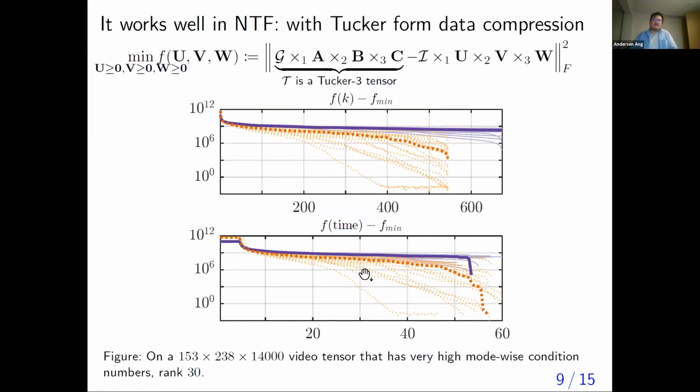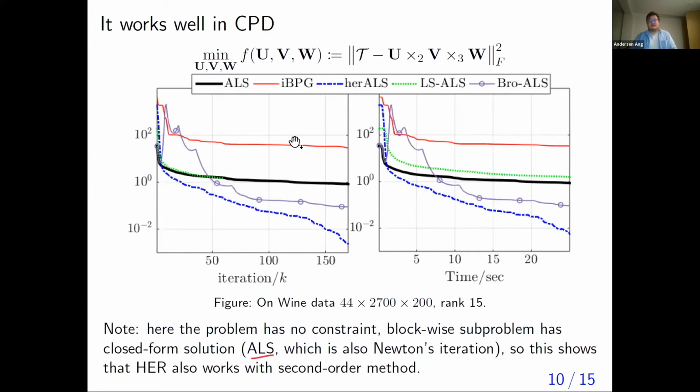And this slide just shows that this also works with a Tucker form. That is, here you don't have an I, but you have a G. And this is just to show you it works for the data. This is the big data, video data with very bad condition number. That's why the blue curve or the purple curve, you see they almost do not go down. And this is to show that it works for CPD. That is, you don't have non-negativity constraint.